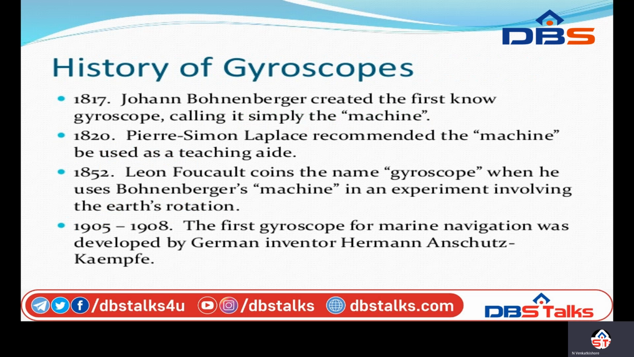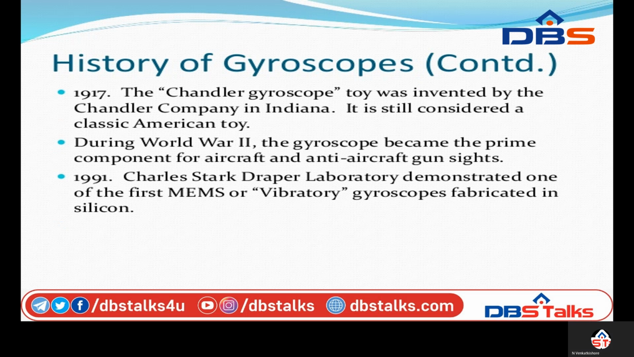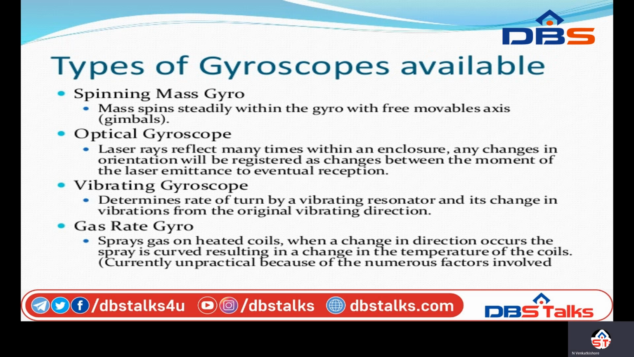Then, what is the history of gyroscopes? In 1817, Johann Bohnenberger created the first gyroscope-like device, which was called simply a machine. In 1820, Pierre-Simon Laplace recommended the machine be used as a teaching aid. In 1852, Léon Foucault coined the name gyroscope when he used Bohnenberger's machine in an experiment involving the Earth's rotation. In 1905 to 1908, the first gyroscope for marine navigation was developed by the German inventor Hermann Anschütz. So this is the history of gyroscopes.